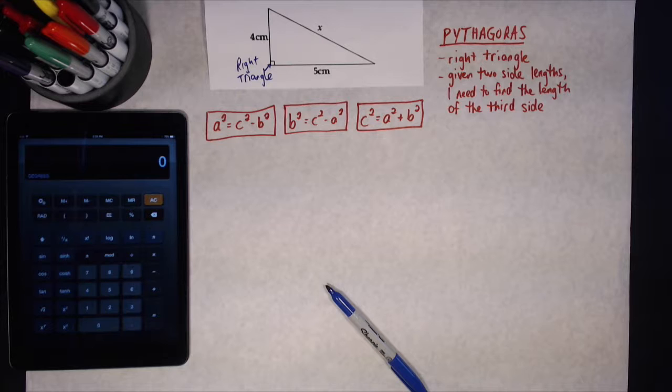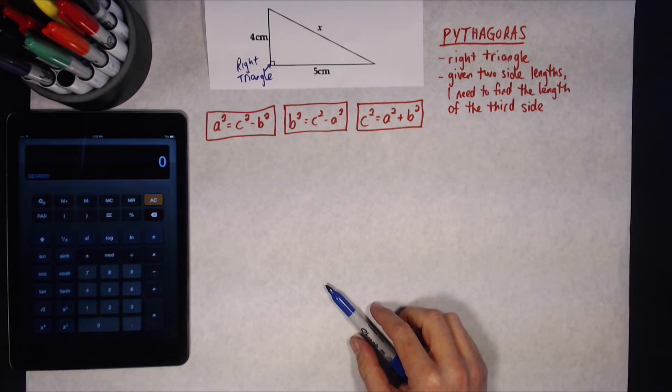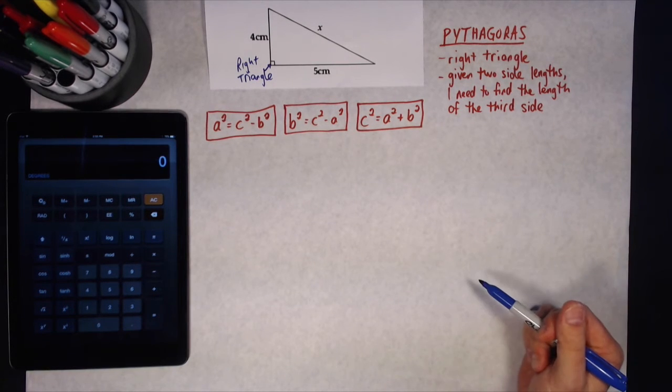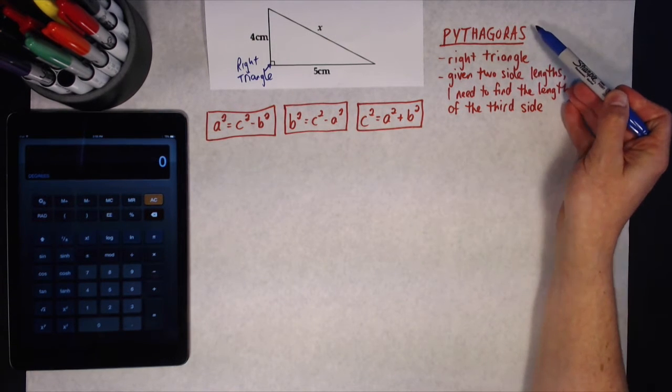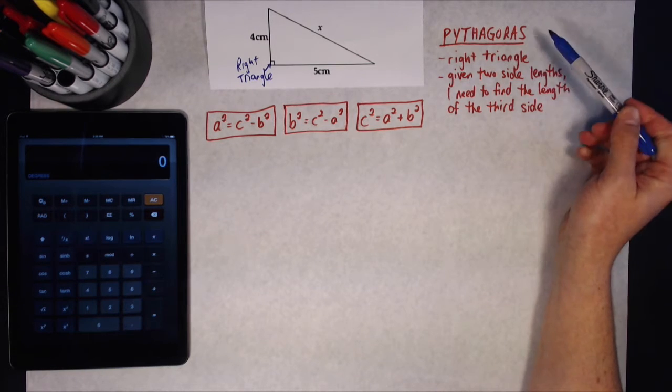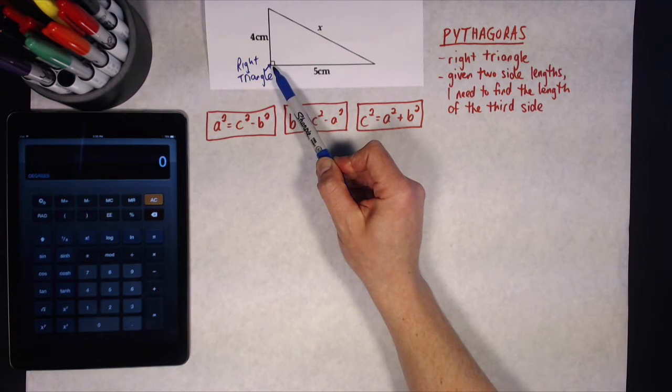Let's take a look. Okay, so here I have a question where I can use Pythagoras to solve for a missing side length in a right angle triangle. Now remember, to be able to use Pythagoras, I have to check that I have a right angle triangle to begin with, and I do, as we can see the right angle right here.